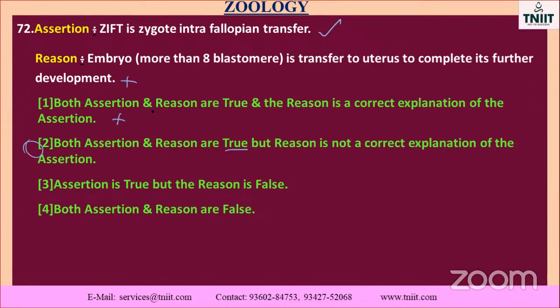The reason is correct. After the blastomere, the 8 cell stage is also converted into 16 cell and also 32 cell, then only it will be transferred to the mother. So this is the correct answer, but it is not a correct explanation. They told 8 cell, not 8 cell. After the 32 cell only we will transfer. So this is the wrong answer. The remaining things will not come. So the option is 1.